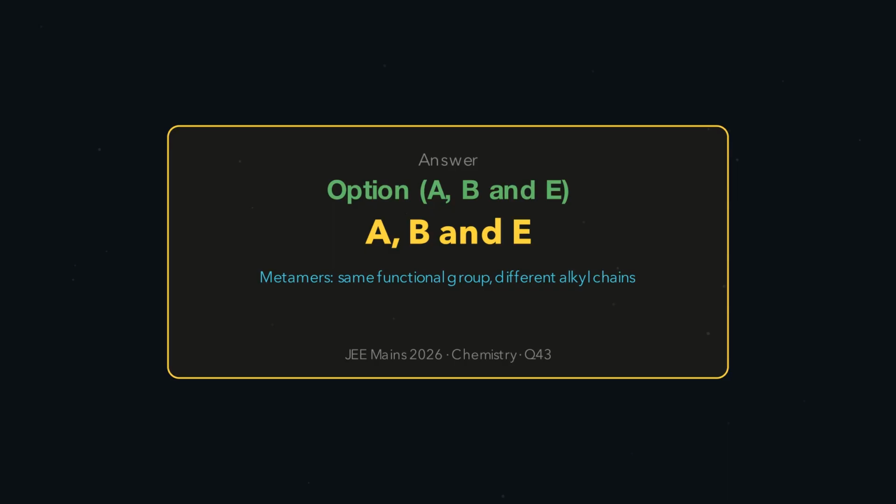Statement E, pentane and 2,2-dimethylpropane. Both are C5H12 alkanes. But pentane is a straight 5-carbon chain, while 2,2-dimethylpropane is fully branched around a central carbon. Different carbon skeleton, same formula. That's chain isomerism. Statement E is correct. So statements A, B, and E are correct. The key takeaway: always apply the precise definition. Isomerism type depends on exactly what structural feature changes between the two compounds.